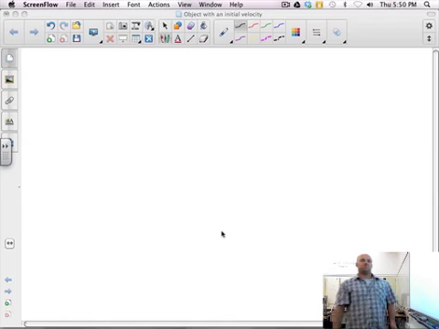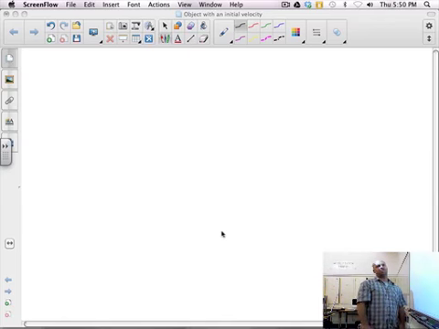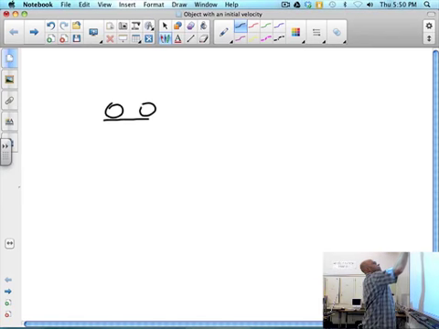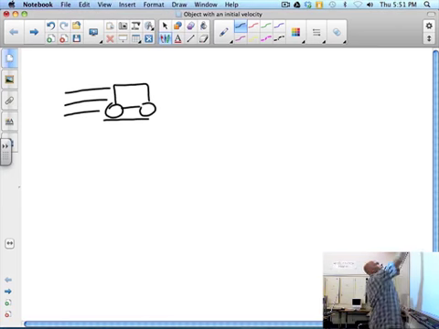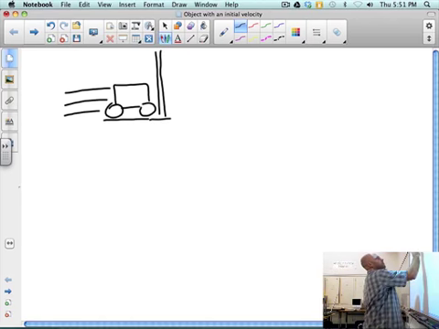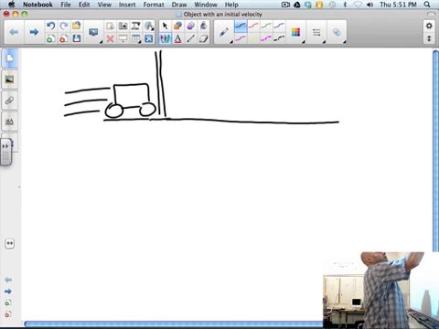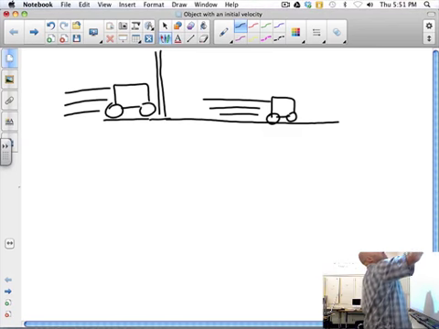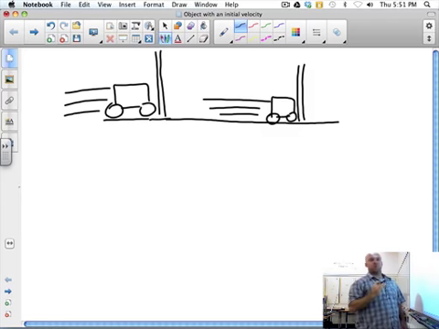Let's say you're sitting on the side of the road and you see a car go by two telephone poles. Okay? Here's the first telephone pole right here. Telephone pole number 1. The car is already moving. And then sometime later, the car is going even faster past telephone pole number 2.